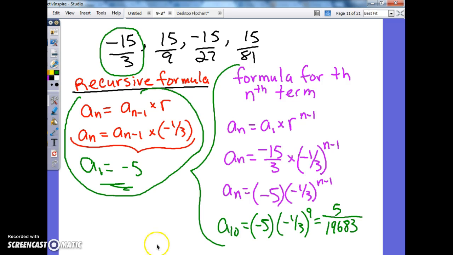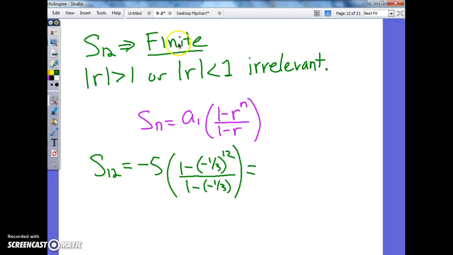Okay, so here is my nth term. The first term times the common ratio to the n minus 1 power. So if I want the 10th term, it's negative 5 times negative 1/3 to the 10 minus 1 power, which is 9. Okay? It gets me this number here. All right. Next, you're going to be asked to find a sum.